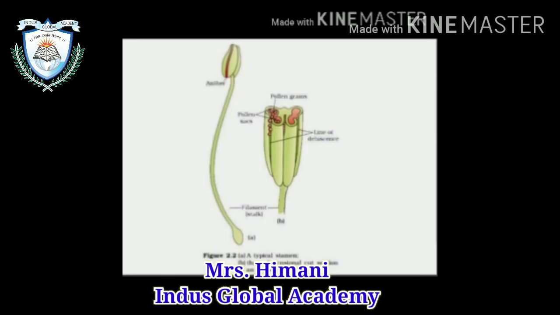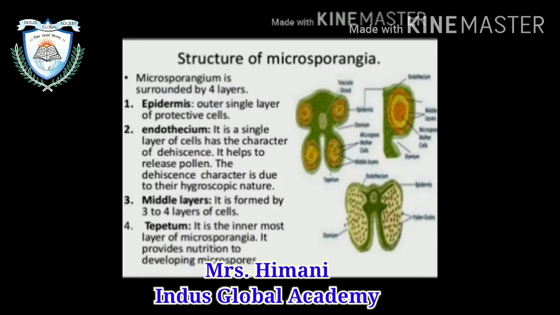Now you can see the structure of a typical stamen and a three-dimensional cut section of an anther. After that, the structure of the microsporangia. Microsporangium is surrounded by four layers.